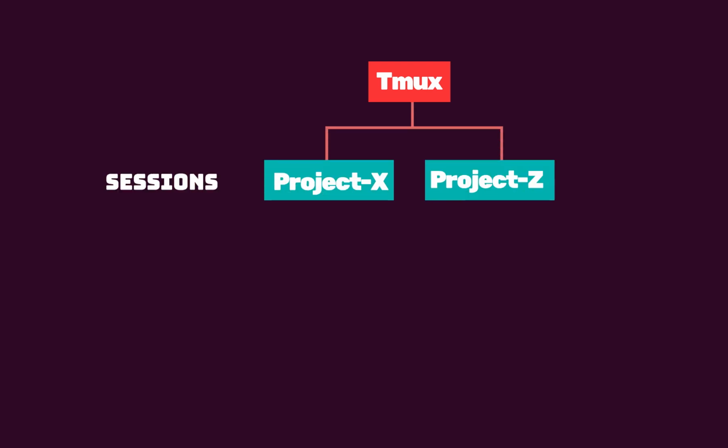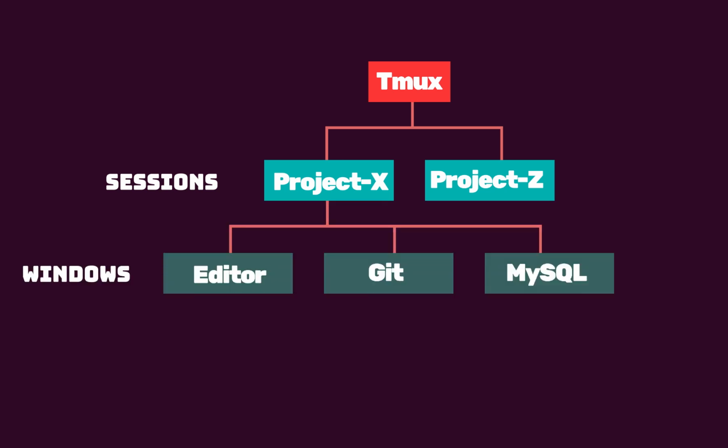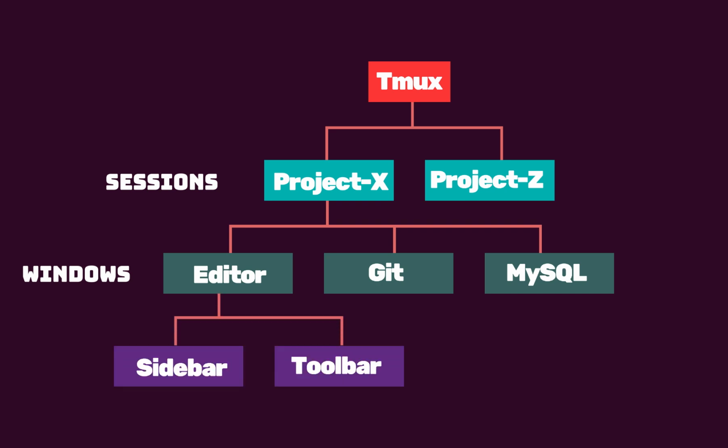Let's look at sessions first. Think of sessions as the projects that you are working on. Usually people work on multiple projects, so one session is dedicated to one project. Now, one project might need several isolated terminals. Tmux calls them windows. For example, one window for the Vim editor, one for Git status, and one for the MySQL command line tool. With windows, we can open these types of multiple terminals inside one session.